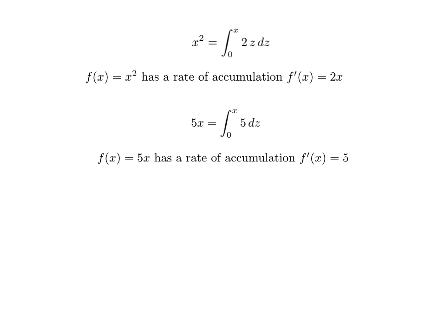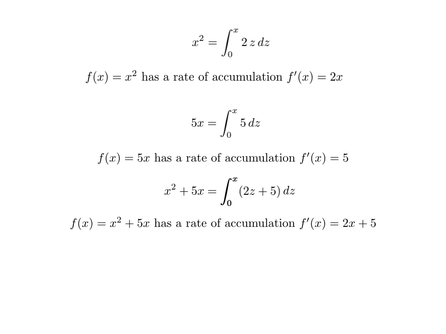What I can do now is combine these. So for example, I could take the x squared on the left with the 5x on the left and combine the integrals on the right, and by the sum property of the definite integrals, I can combine that to make a single definite integral. What that tells me is now x squared plus 5x, which is the sum of our earlier functions, has a rate of accumulation of 2x plus 5, which is the sum of the rates.